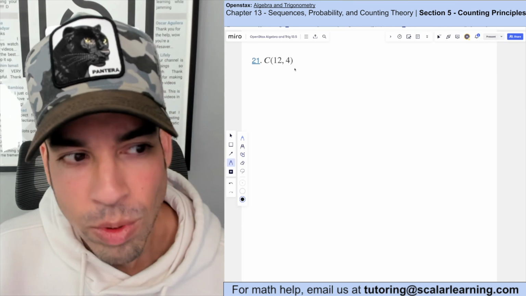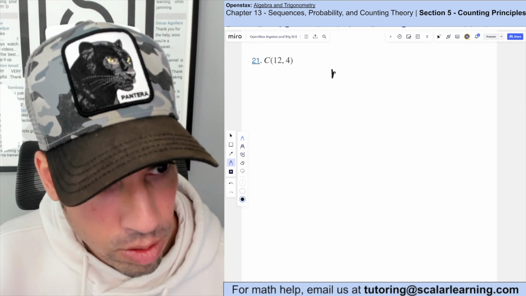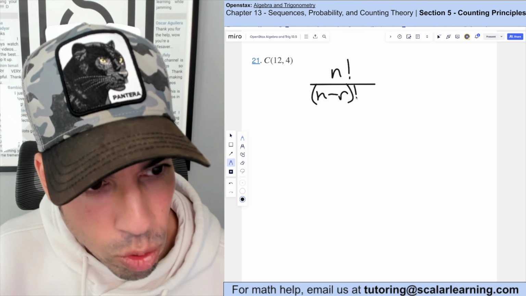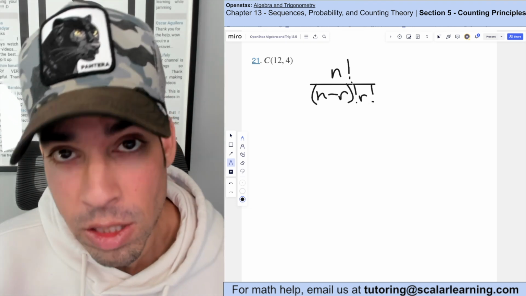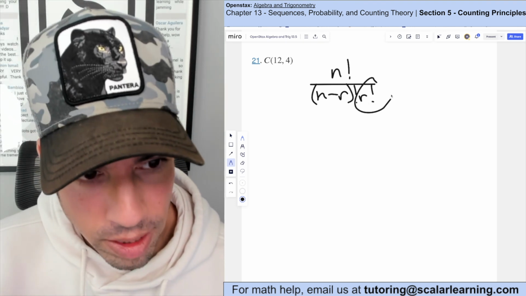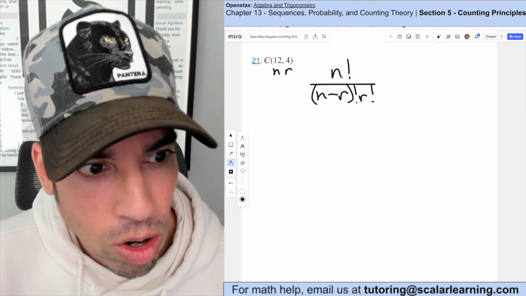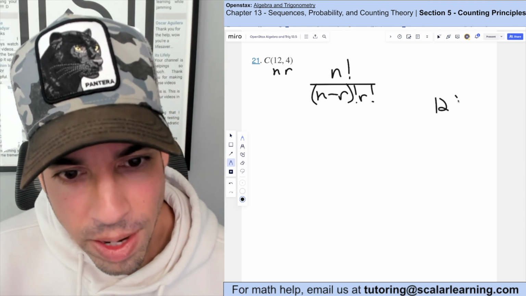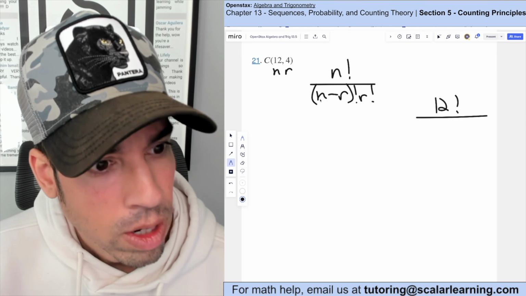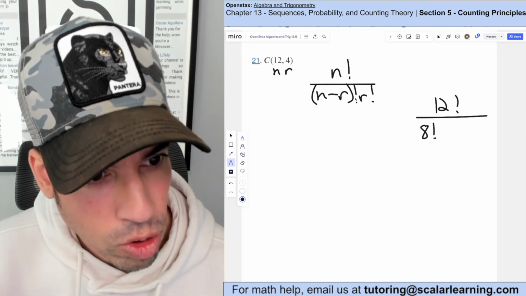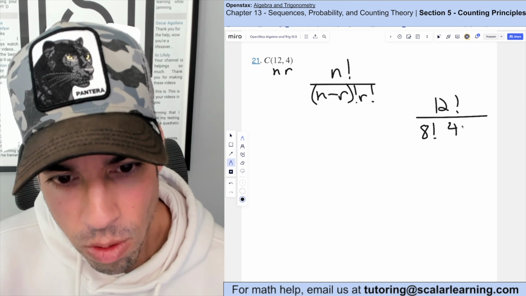Done. So this one is a combination where C is n factorial over n minus r factorial times r factorial. So very similar to a permutation, we're just adding an extra r factorial here. Again, this is going to be n, this is going to be r. So let's plug and chug. We got 12 factorial on top over n minus r, 12 minus 4, which is 8 factorial, and then times r factorial, which is going to be 4 factorial.